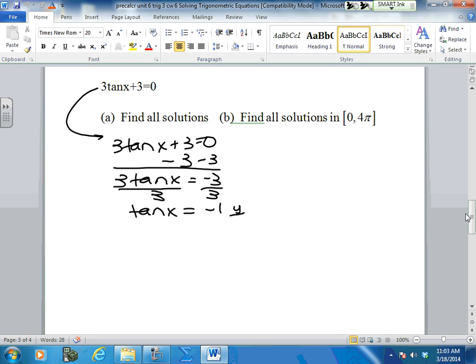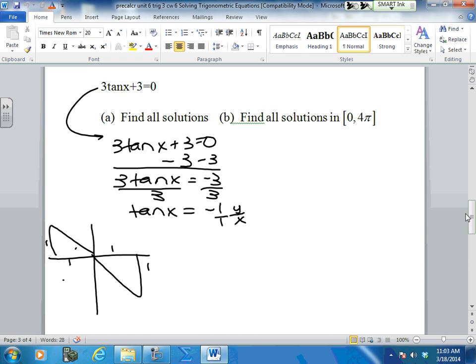Y? Oh, okay, I'm sorry. So you're in here already, right? Okay, so 1 is positive, 2 is negative, 3 is positive, 4 is negative. So I'm y over x, aren't I? So I got a special triangle. What's my reference angle?